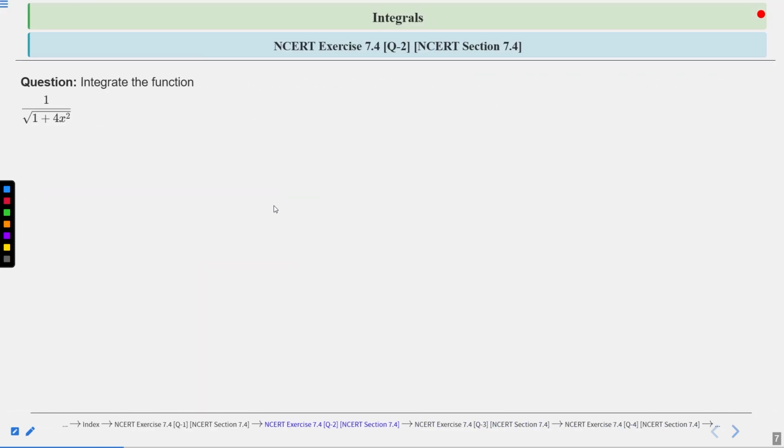Next question is: integrate the given function. We need to now integrate the given function, and the function is 1 upon root over 1 plus 4x square. The integral is basically 1 upon root over 1 plus 4x square.